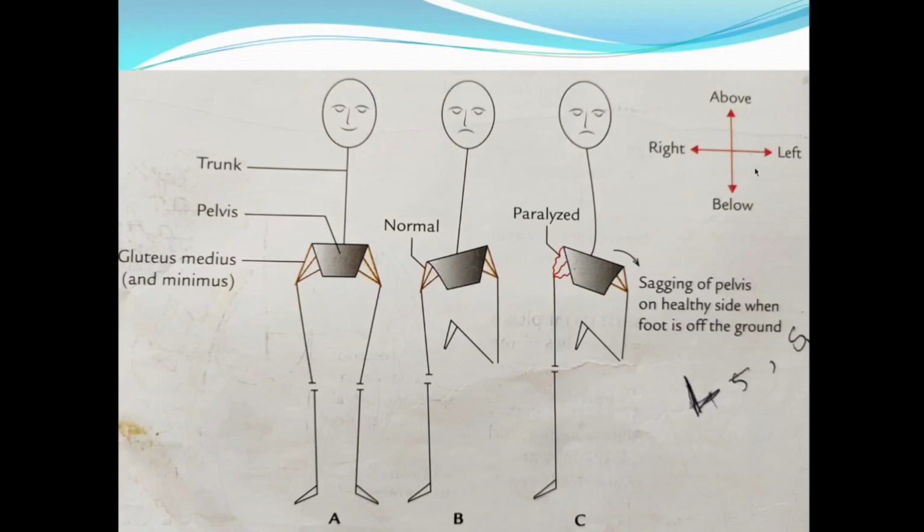But when one side is damaged or paralyzed because of injury to the superior gluteal nerve, then the healthy side sags when that foot is off the ground. Here we can see the right side muscles are damaged because of the injury to the superior gluteal nerve. Then when the left foot is off the ground, that side of the pelvis is sagging.